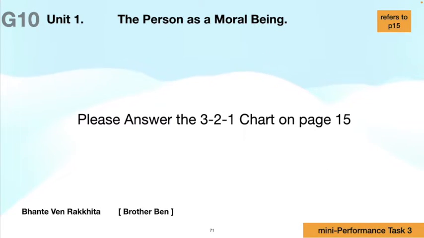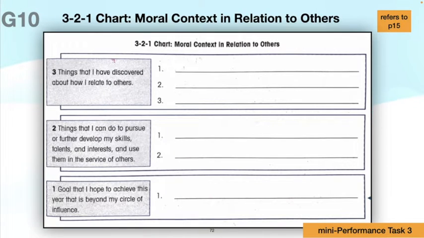And now, please answer the 3-2-1 chart on page 15. Three things that I have discovered about how I relate to others: 1, 2, and 3. Two things that I can do to pursue or further develop my skills, talents and interests, and use them in the service of others: 1 and 2. One goal that I hope to achieve this year that is beyond my circle of influence. Got that? That's your mini performance task again.